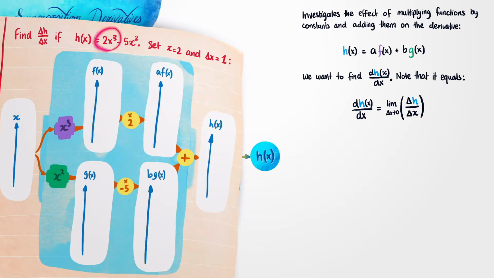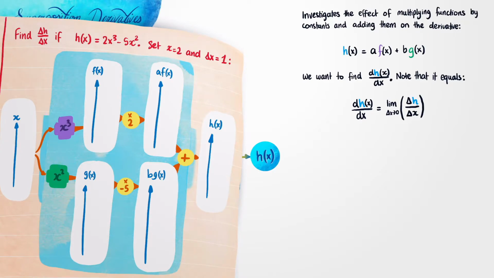So let's start by looking at this term, 2x cubed. We start with x, we cube it, and then we multiply it by 2. And then for this term, minus 5x squared, we start with x, we square it, and then we multiply it by minus 5. Remember, you have to imagine that there's an imaginary plus sign between these. So after this, we just add these two terms together, as you see here, to get h of x, as we have here.